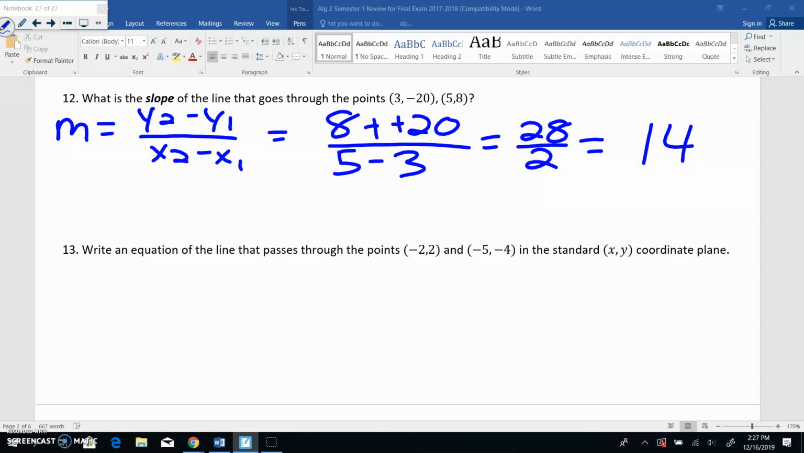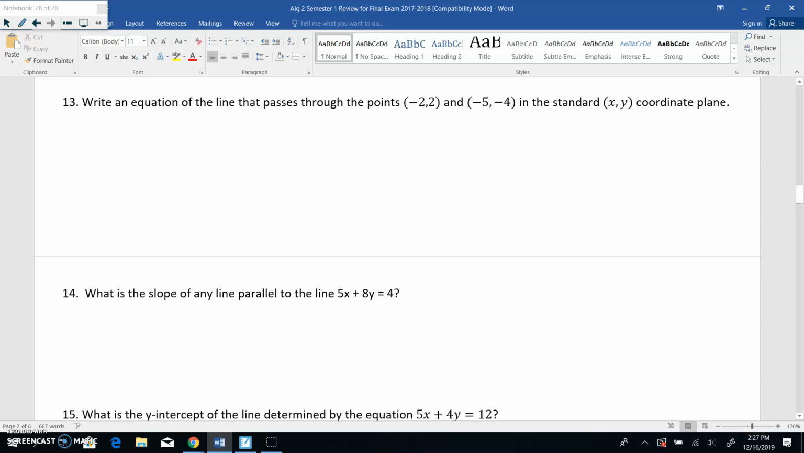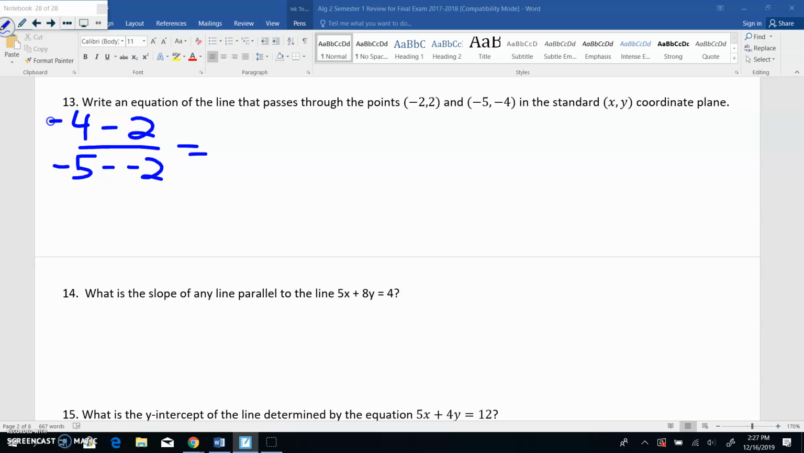Last one here, and this is exactly what we did on our project. We start with slope, which again is y2 minus y1 over x2 minus x1. Again, I see plus a positive down here, so I really have negative 6 over negative 3, which gives me a slope of 2.